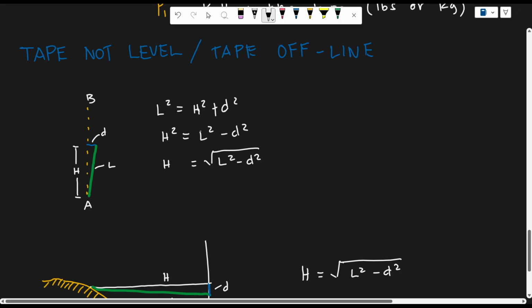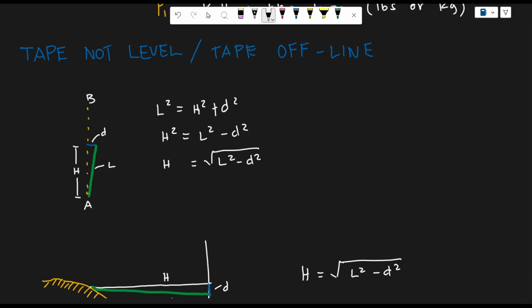Okay, let's start with tape off line here. If you have a line AB right here, and your tape in green right here is not in line with line AB, then you have to apply some corrections. So H is the length that you want to find, and then L right here is your measured tape length, and then D here is the deviation from the line. Okay, so we have a triangle right here. We have a right triangle, so we can use the Pythagorean theorem for that with L as our hypotenuse, and then manipulating the formula, we have H is equal to square root of L squared minus D squared.